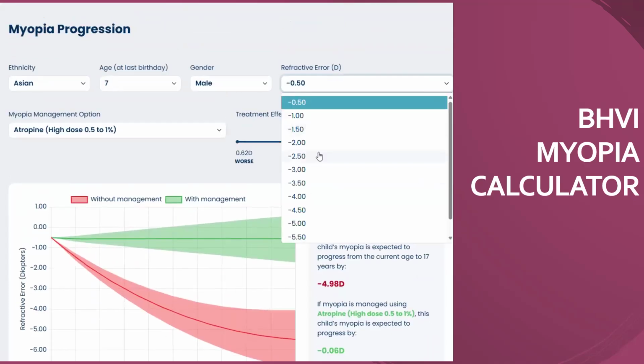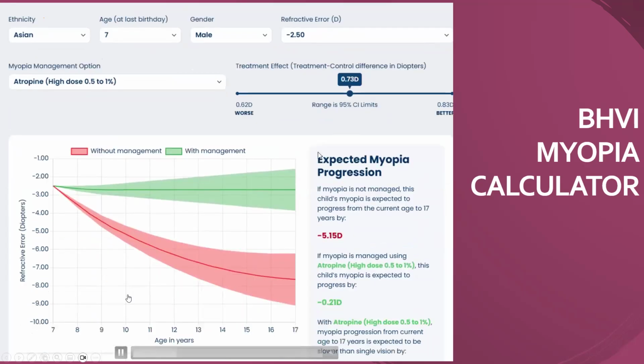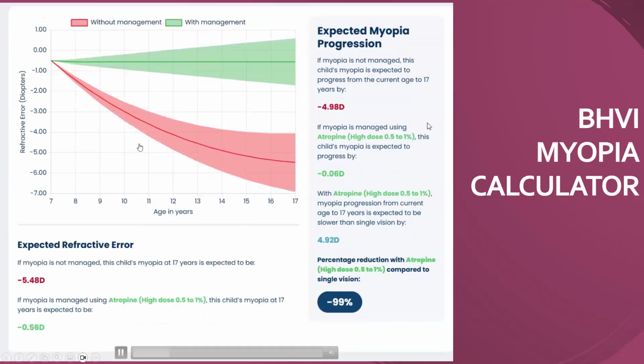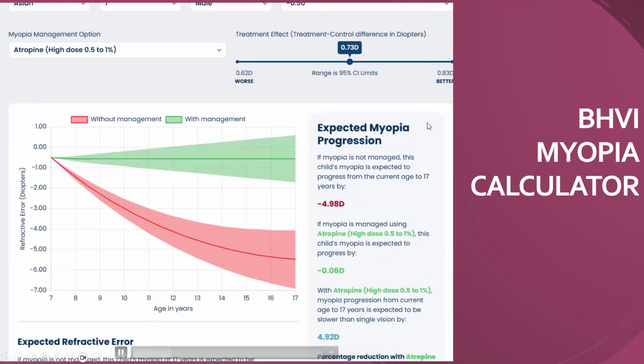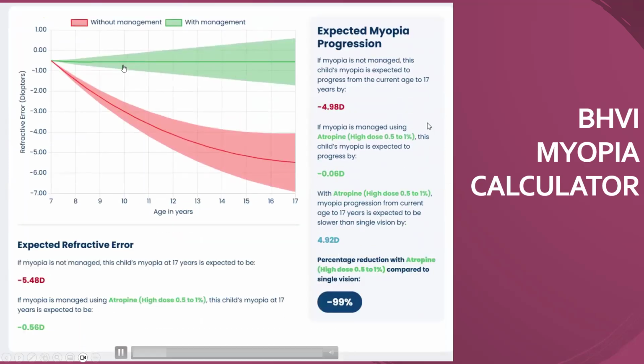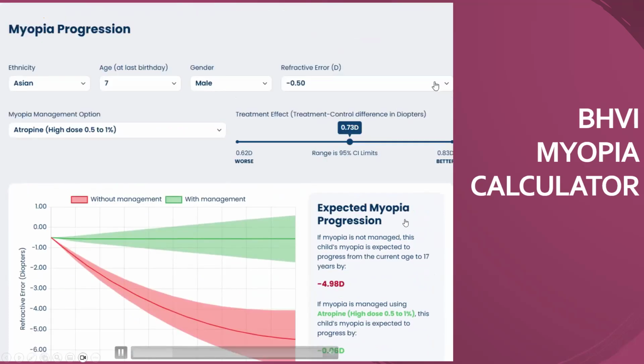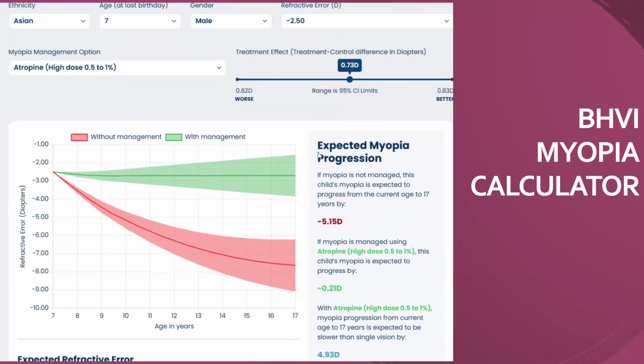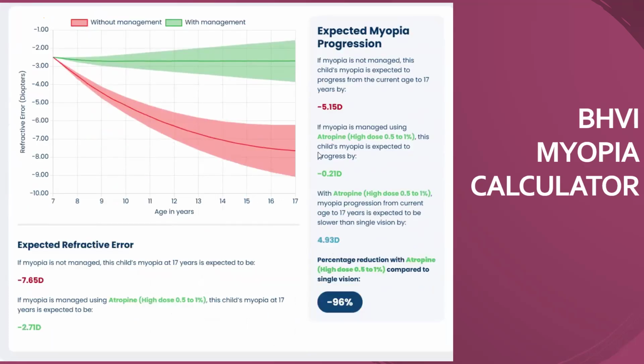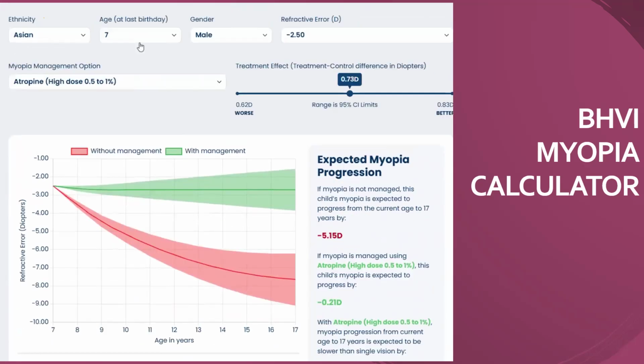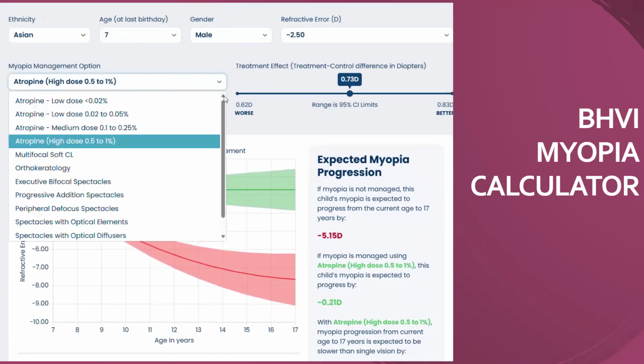But they do have data on high dose atropine. The good thing about this is, if you see this particular video, I will just stop it here. Yeah. So green is with management, and red is without management. It's a useful tool, because you can easily tell the patient what the expected myopia progression is, and if you give atropine, how much progression will come down. What is the expected refractive error if you do give this particular management?